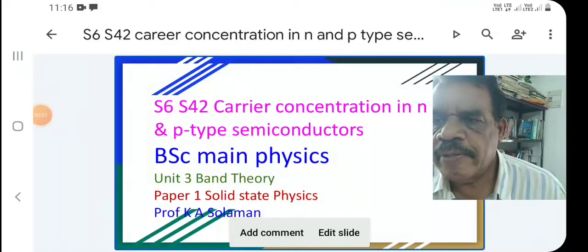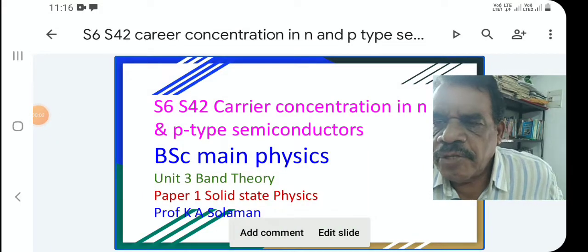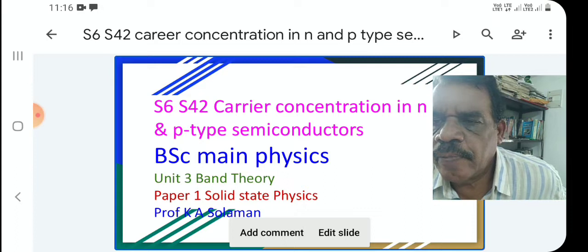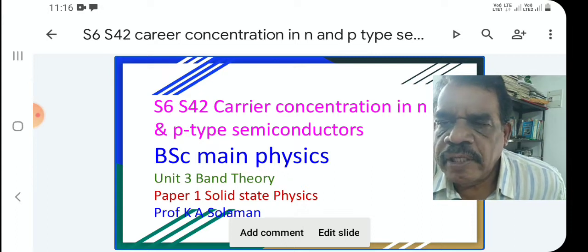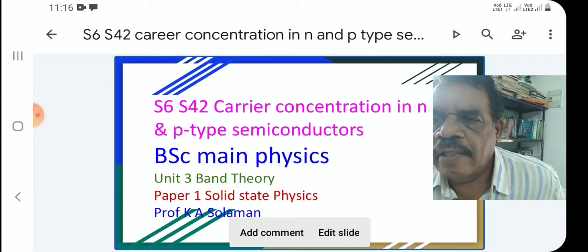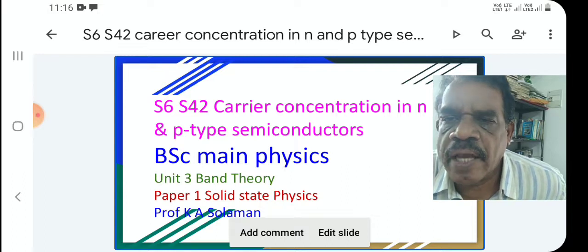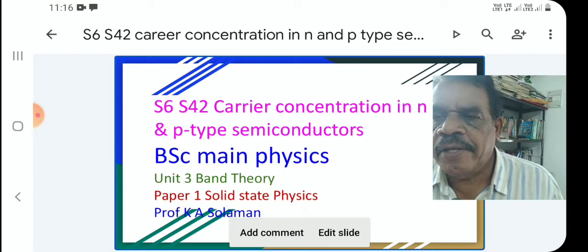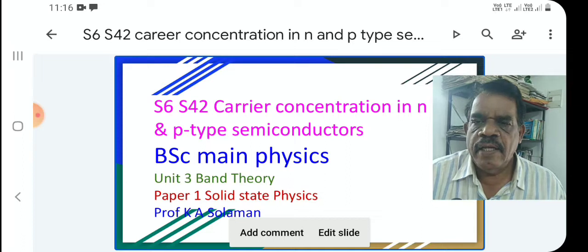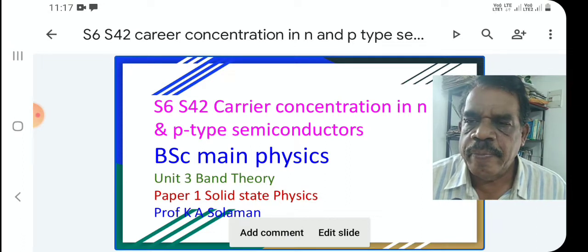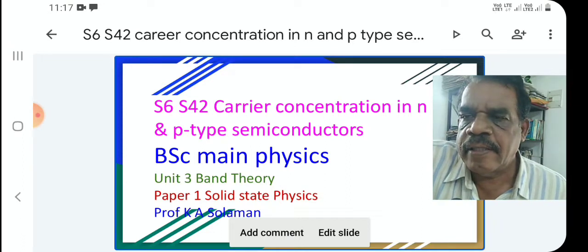BSc Main Physics, Semester 6, Paper 1, Solid State Physics. Band Theory, Unit 3, Band Theory continues, and this is class number S42, Carrier Concentration in N-type and P-type semiconductors.